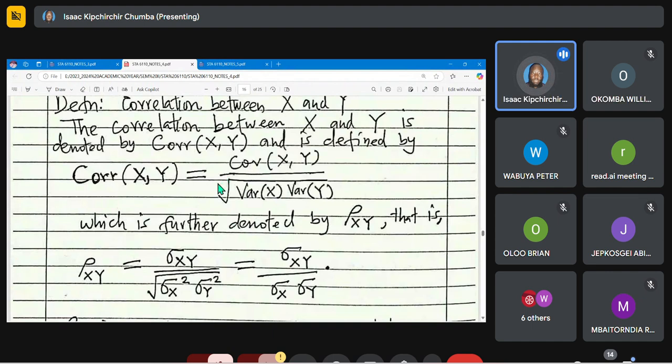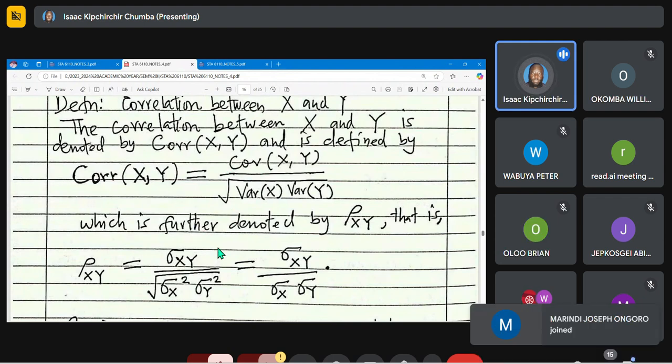In the denominator, we get a square root, and we take a positive root. Variance is always positive, and when getting the square root, we take the positive root in the denominator. So you'll find that the sign of the correlation will be the sign of the covariance.